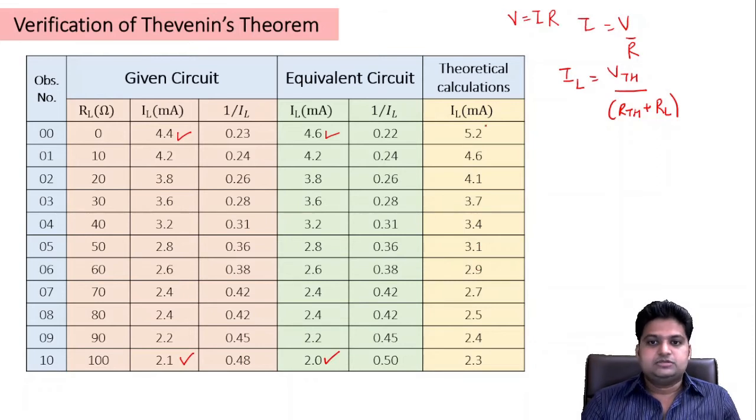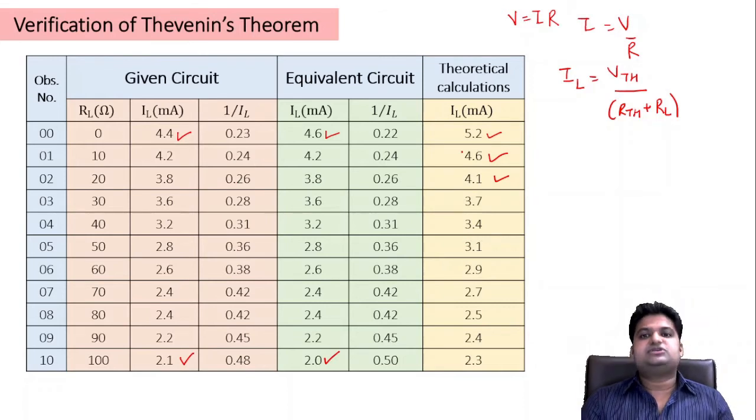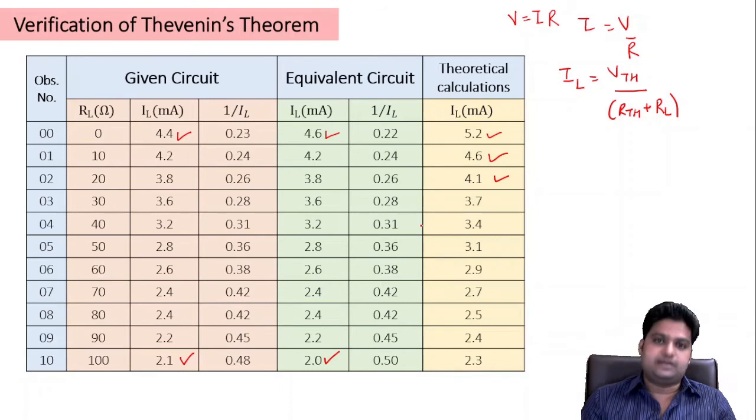But you can see here it was expected by calculation 5.2, but we got 4.6, 4.4. 4.6 was expected, we got 4.2, 4.2. 4.1 was expected, we got 3.8, 3.8, 3.8, right, and so on. But this is expected because this is theoretical calculation, and when I do theoretical calculation, 100 ohms is 100 ohms, 150 ohms is 150 ohms, correct?